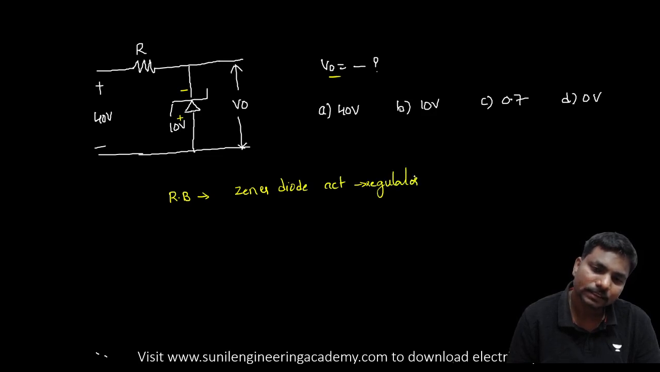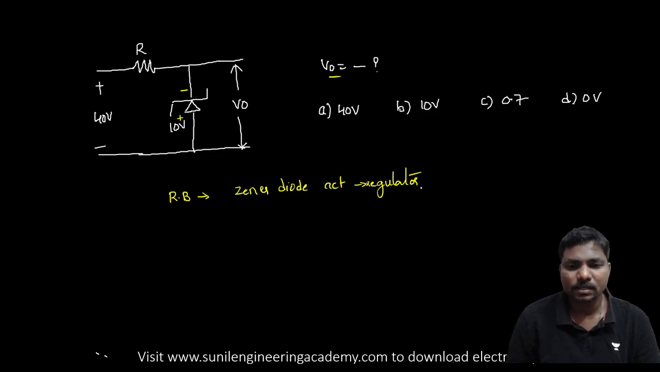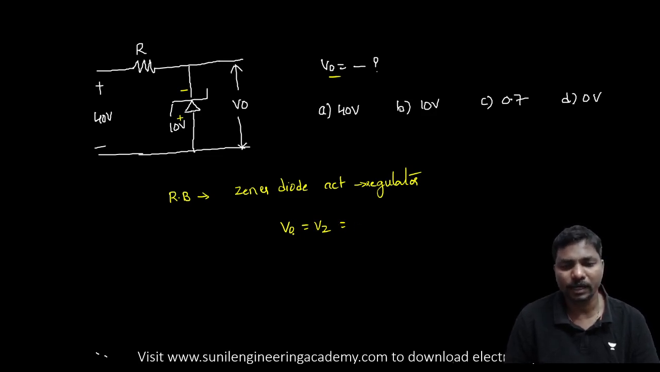Regulator, very important. Regulator in the sense that whatever the GNR voltage is, that will fall across the diode. So the GNR voltage they have given is 10 volts, so no need of thinking anything. V0 is equal to Vz. This is the Vz, that is equal to 10 volts. So the answer is option B.